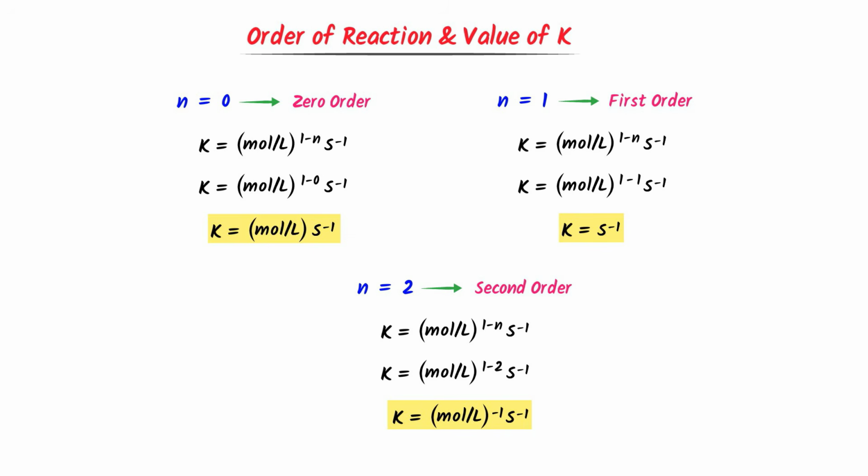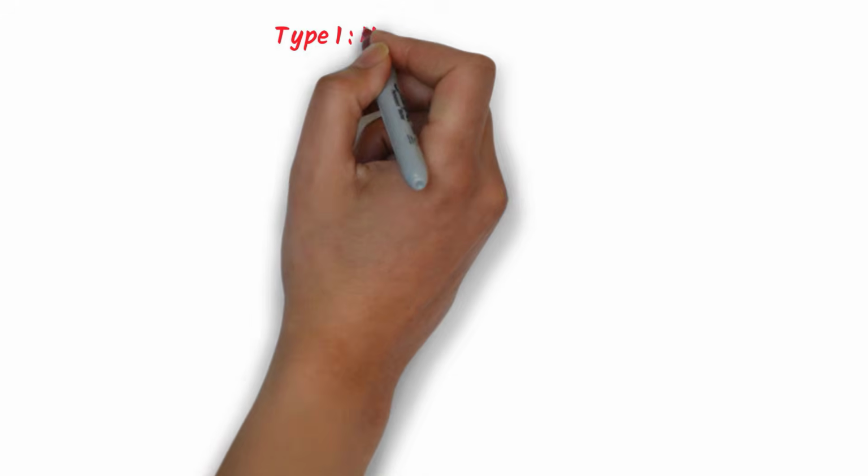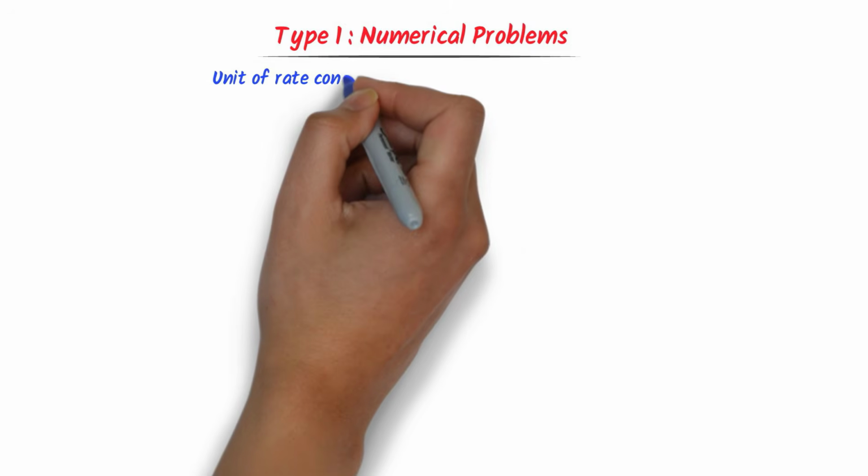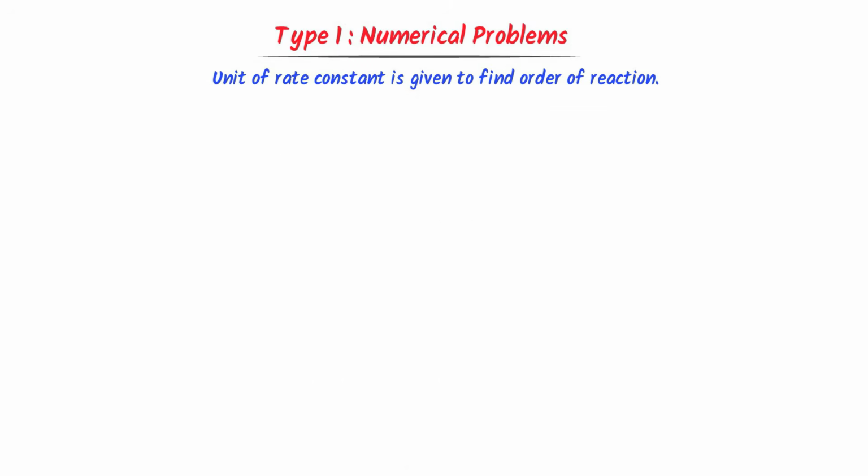So this was all about the first part of this lecture, and we learned the basic concept of rate law expression. Now we will start the numerical part of this lecture. Firstly, let me teach you first type numerical problems. In this type of numerical problems, the unit of rate constant is given, and we have to find the order of a reaction from it.